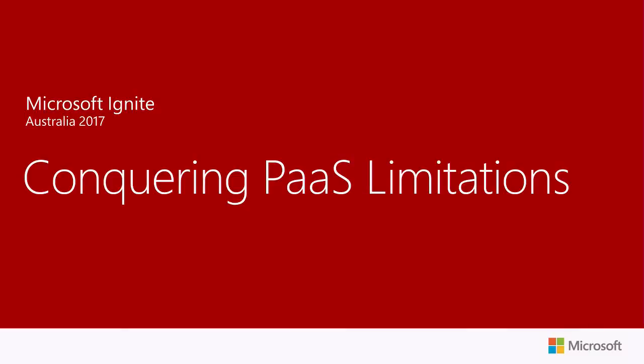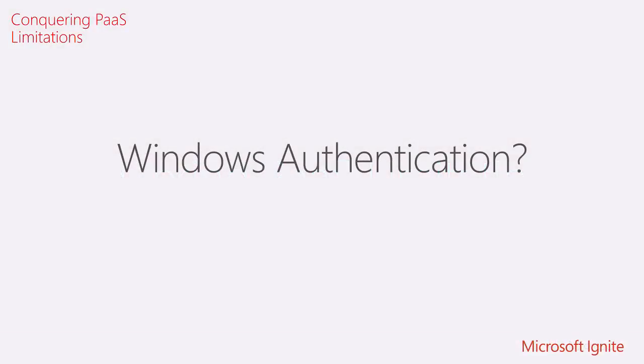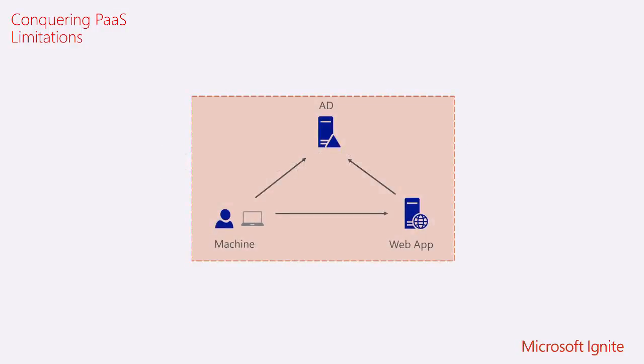So, conquering the platform as a service limitations, at least most of the important ones. Windows authentication. The typical way that these systems are built is that you have a user that is on the Active Directory. The web application is part of the domain controller. The IIS server knows Kerberos and Windows authentication. The user is already authenticated once he accesses the web application.